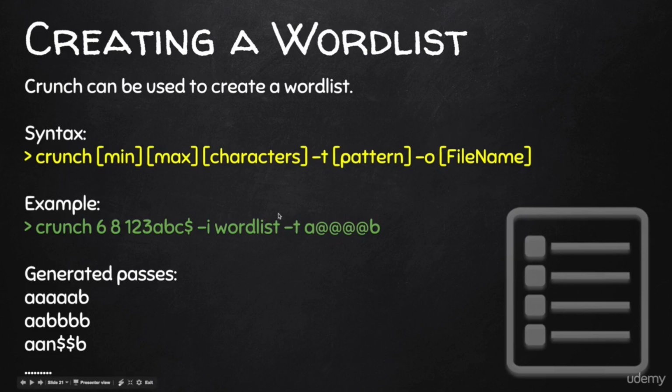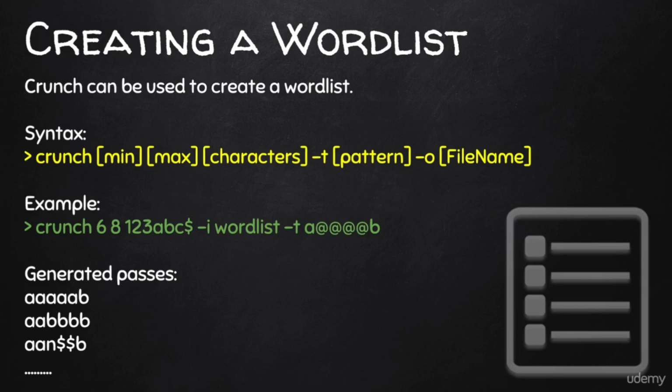So we have a small example here that will generate a list of passwords from 6 characters to 8 characters and contain these characters right here. So it's going to create combinations of 1, 2, 3, ABC, and the $ sign. And it's going to store it in a file called wordlist. And these passwords are going to start with an A and end with a B, and it will generate passwords based on all possible combinations between the A and the B. So all of the generated passwords will always start with A and end with B.